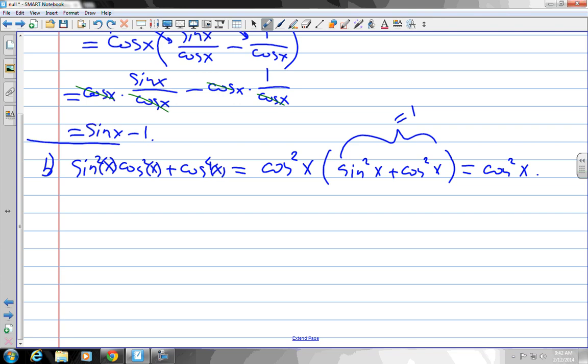Questions on this? Is this okay? All right. Let's try this one. Simplify cotangent of negative theta over cosecant of negative theta.